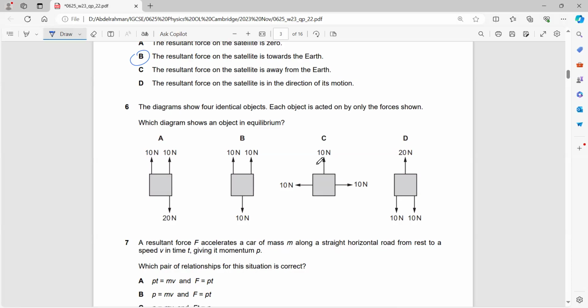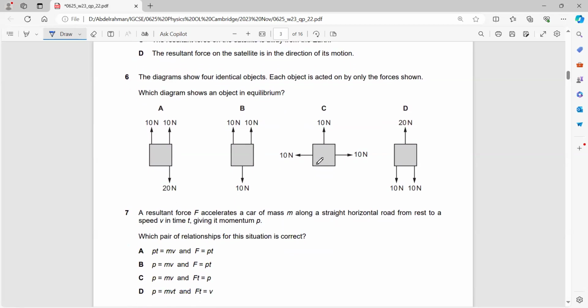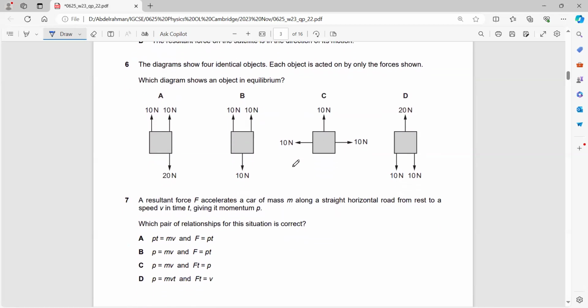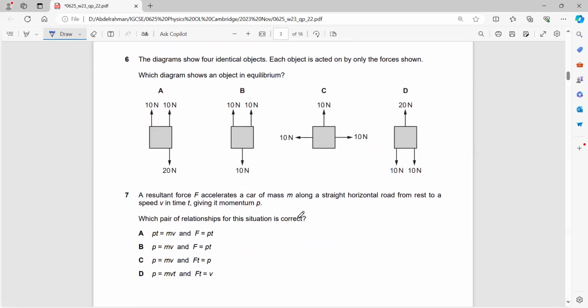The diagram shows four identical objects. Which diagram shows an object in equilibrium? Which diagram is in equilibrium? Any ideas?